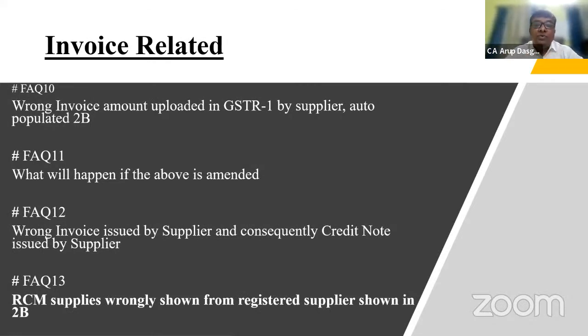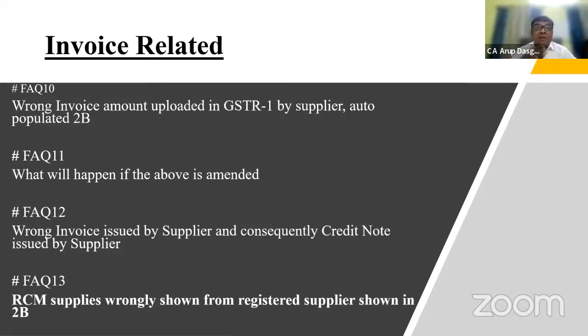So what should we do with this? Here my view is that we take it in all other ITC and show it in permanent reversal. The query may come to your mind: sir, when I have not made the purchase at all, why should I take it in all other ITC and permanent reversal? If we don't show it, my electronic credit ledger will get the same amount anyway.